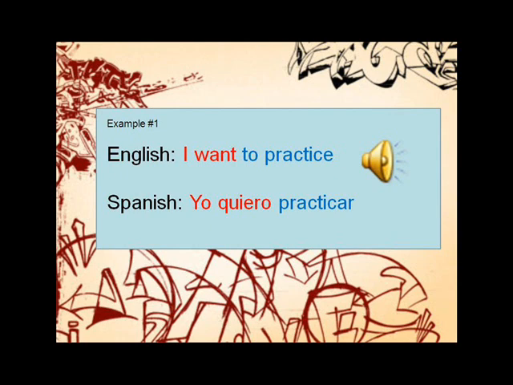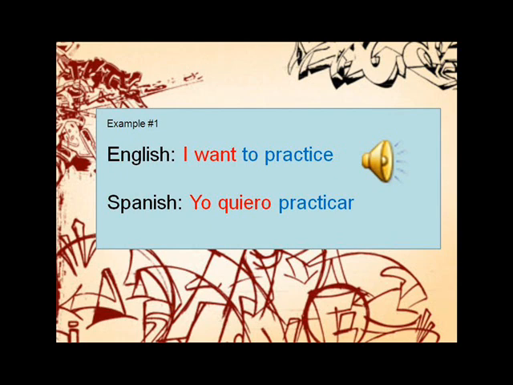Okay, let's take this concept and put it into action. So in English, we have a sentence, I want to practice. We have our first verb, I want, and the second verb, to practice. If we're going to put that into Spanish, your I want becomes yo quiero. It is your first verb, and you have conjugated it into the yo form.